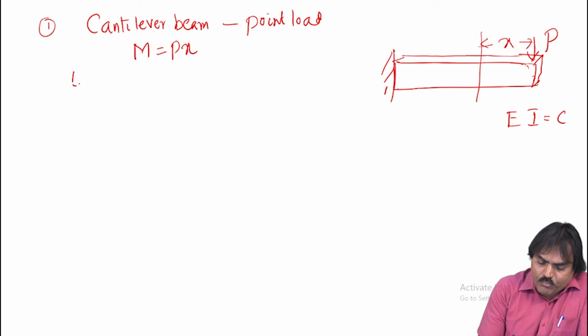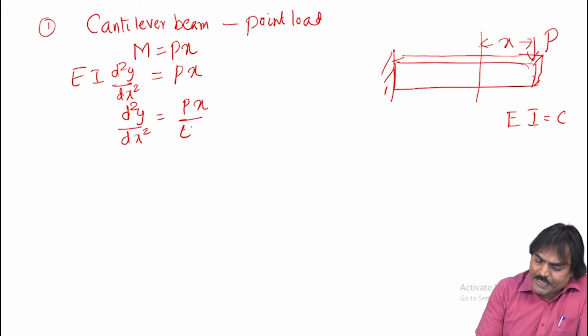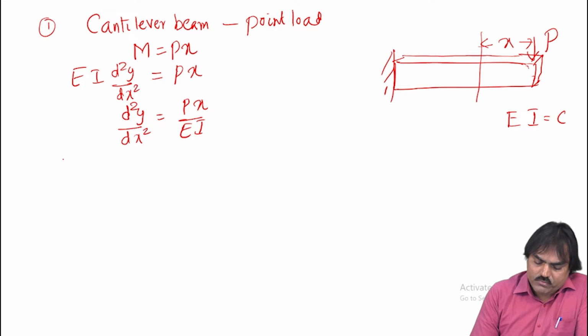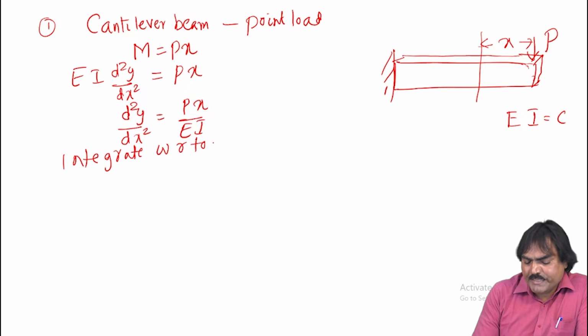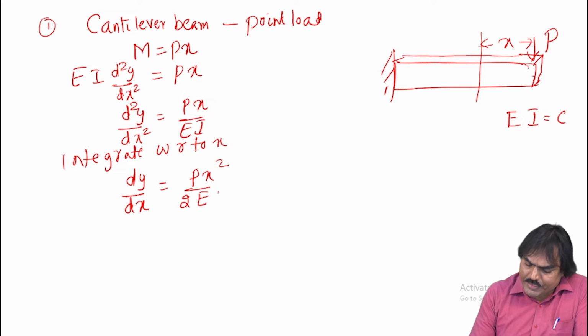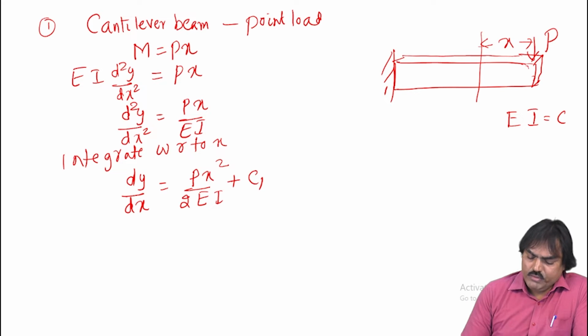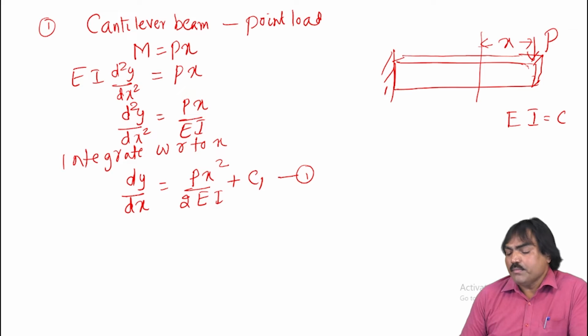Now apply the equation of flexure. Moment is given by EI into d2y/dx², which is equal to P into x. So d2y/dx² becomes Px/EI. If I integrate this first with respect to x, we will get dy/dx, that is Px²/2EI plus constant of integration C1. This is equation number 1, which gives the slope of the beam.